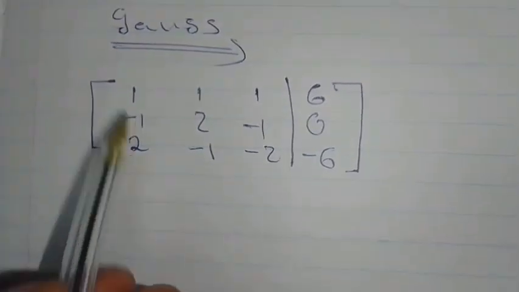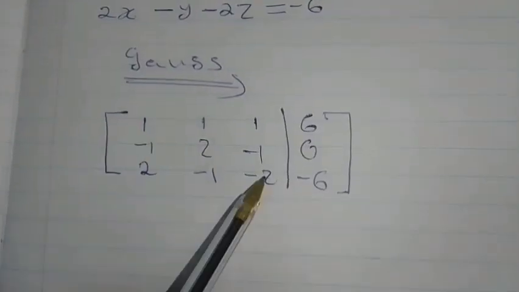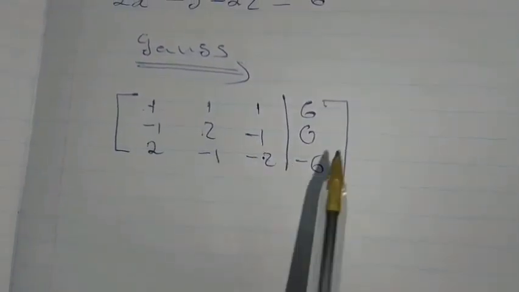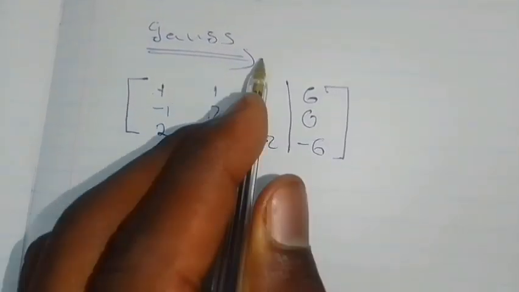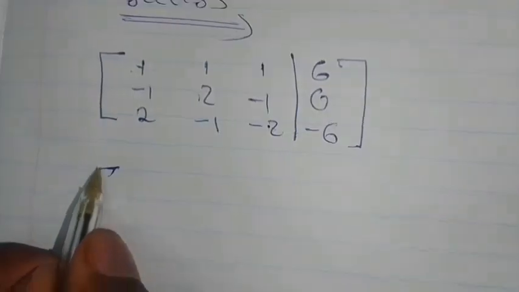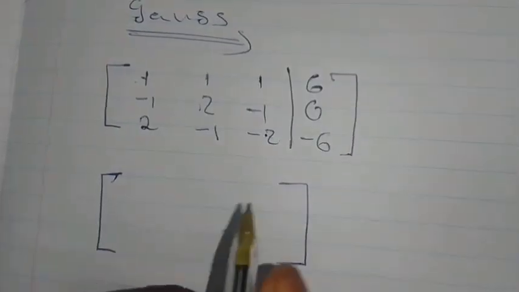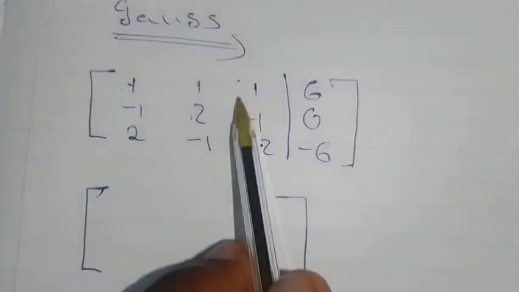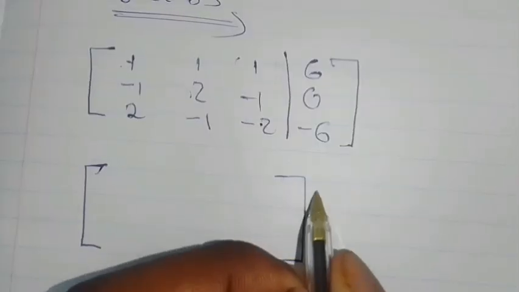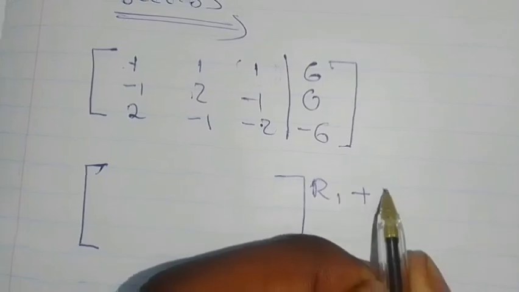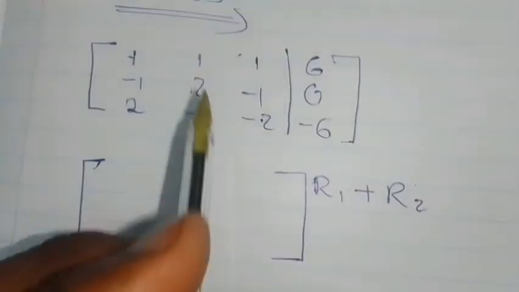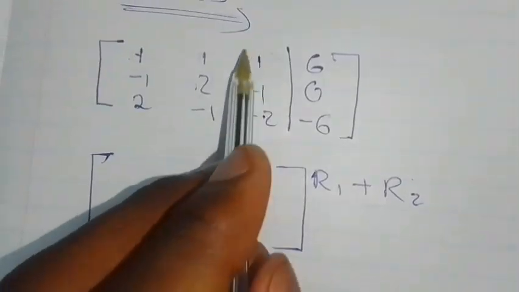So now what we want is to obtain zeros everywhere except diagonally, and we have to simplify the diagonal to be equal to 1. We must get 1, 1, 1. That way we can get x, y, and z. So now, let's start. We want to make this 1 equal to 0. How can we do that? We can replace row 1 by row 1 plus row 2. That way we can get this one to be equal to 0.